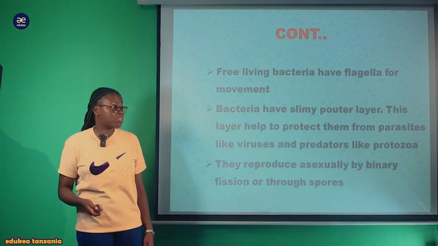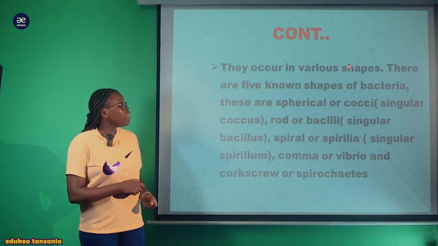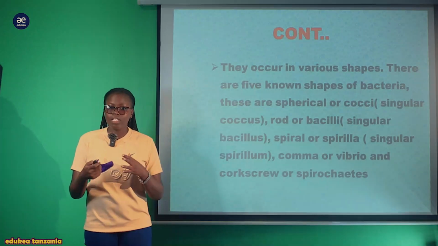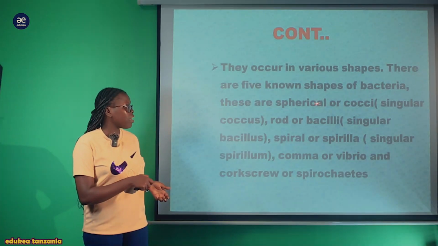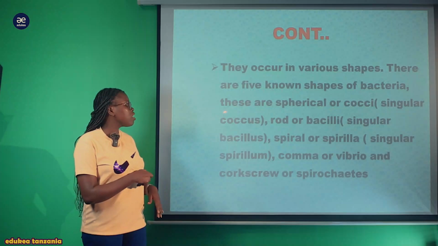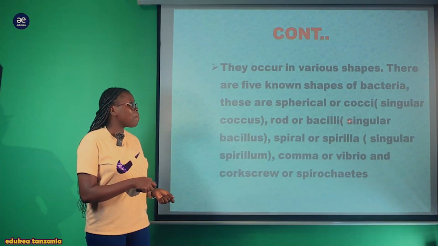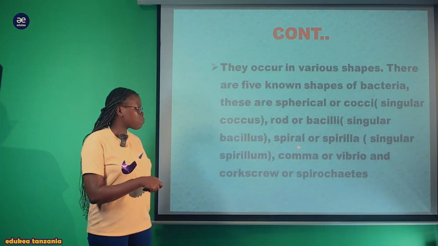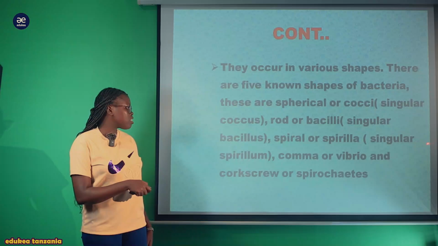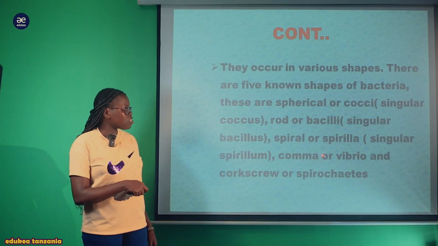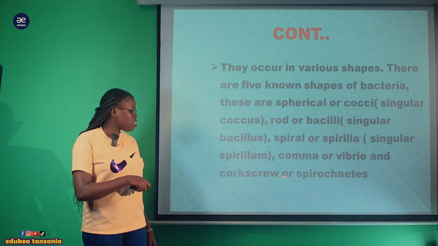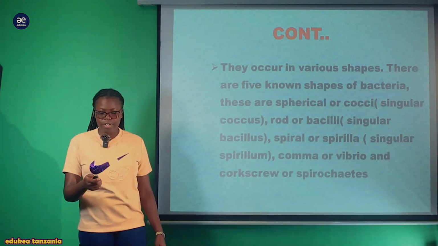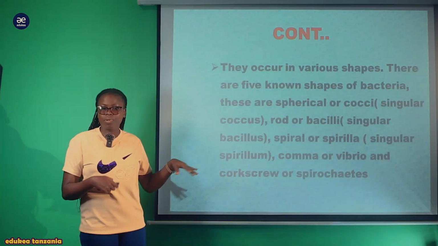Also, they occur in various shapes. Bacteria have five main types of shape. The first is spherical, and the singular is called coccus. The second shape is rod or bacillus, plural bacilli. Also, there is spiral, and the singular is called spirillum. Another one is comma or vibrio, and the last shape is cork-screw or spirochete. These are the main shapes of bacteria. Now let us see the shapes one after another, and the types of bacteria found in each.